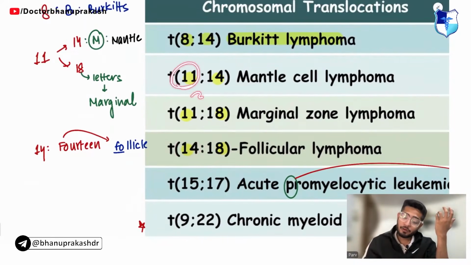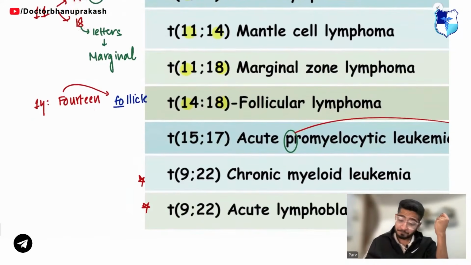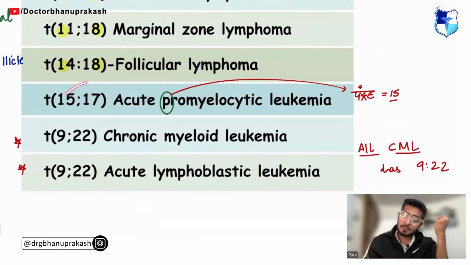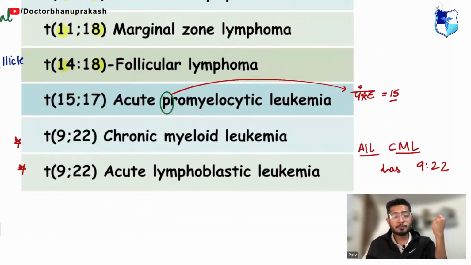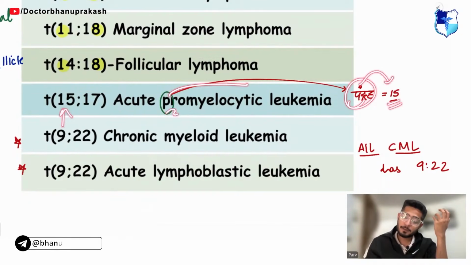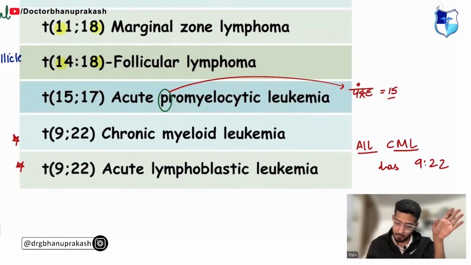I have tried to tell you this, that it is 11:14, 11:18, and 14:18, like this. Then you have got 15:17. Remember 15:17 is going to be promyelocytic leukemia. P for pro, P for 15. So promyelocytic, P for pro, P for 15. This is how you can remember very easily.